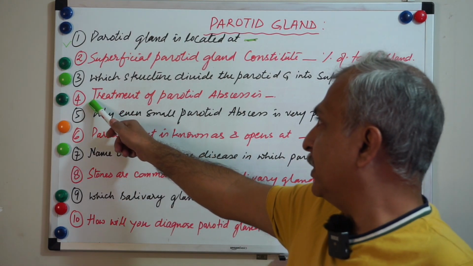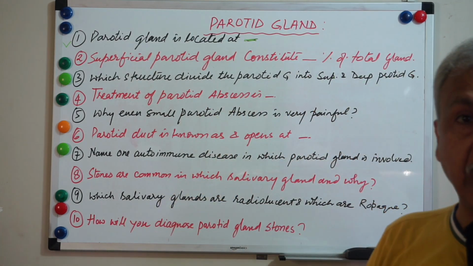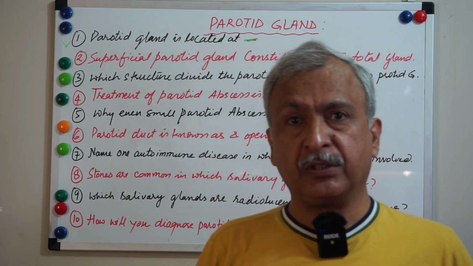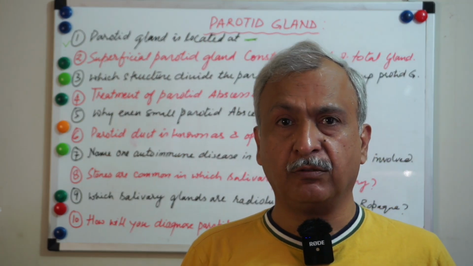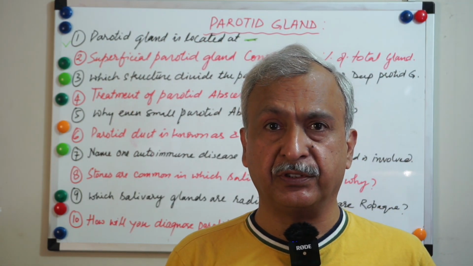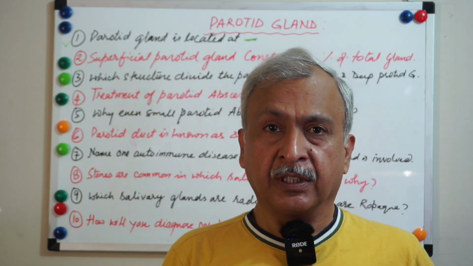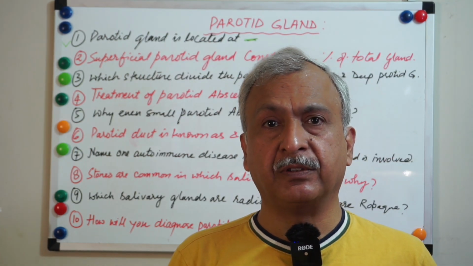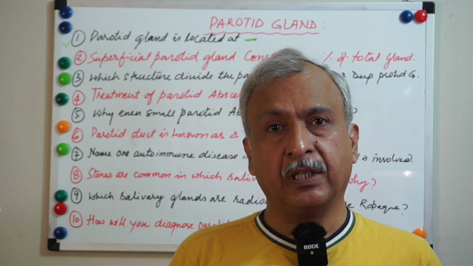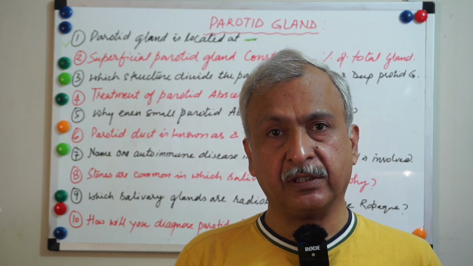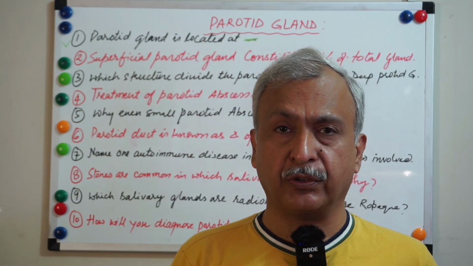So fourth question is treatment of parotid abscess. You must know the treatment of the parotid abscess, and you also must know what kind of incision and what are the structures that have to be preserved when we are giving incision for the parotid abscess. It should be a vertical incision, it should be a horizontal, and why.